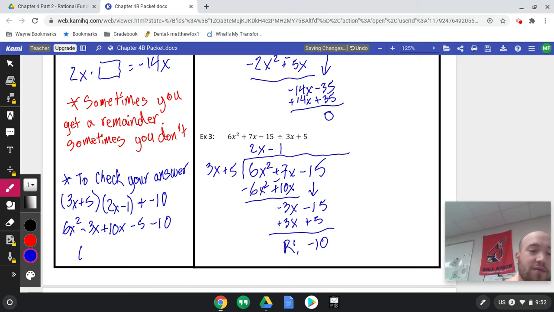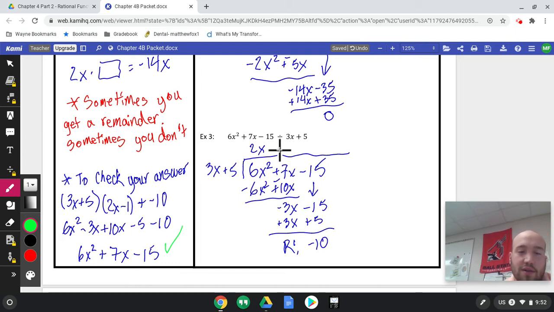And when we combine our like terms, we get 6x squared plus 7x minus 15, which if you look over here, 6x squared plus 7x minus 15. So we have succeeded, so I'm going to put a check mark.